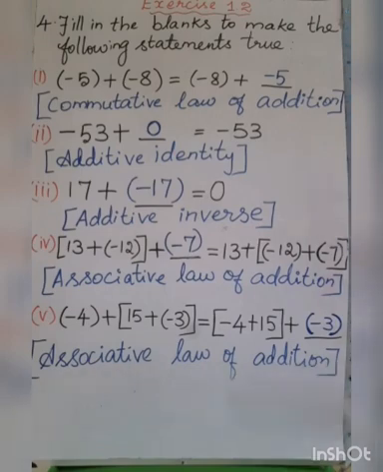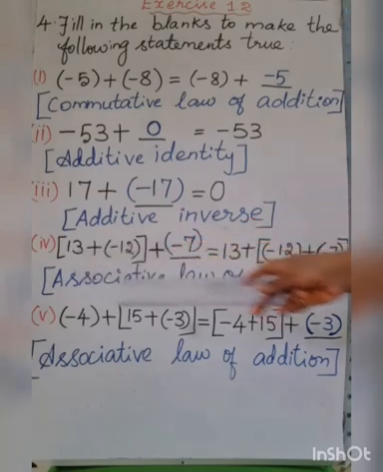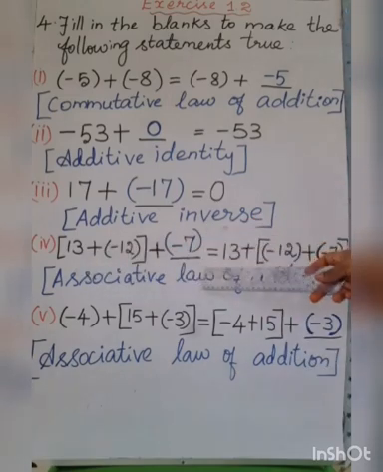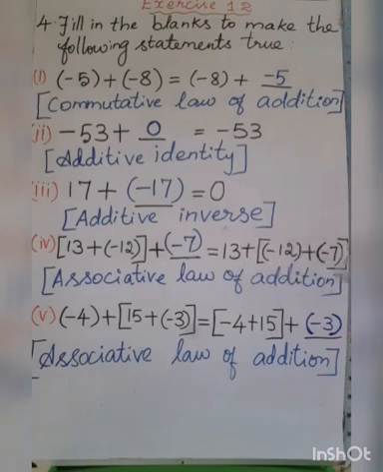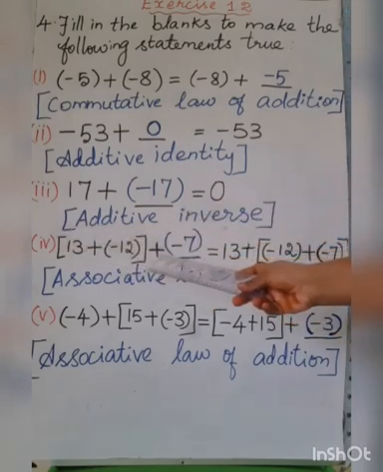Additive inverse. The fourth one has three numbers on the left hand side, and the same numbers on the right hand side also. What's the number? 13 plus minus 12 plus minus 7 on the right hand side, and on the left hand side 13 plus dash. First look at this: the minus 12 plus minus 7 is grouped together, and the third one is 13. So which number is missing on the left hand side? Minus 7.